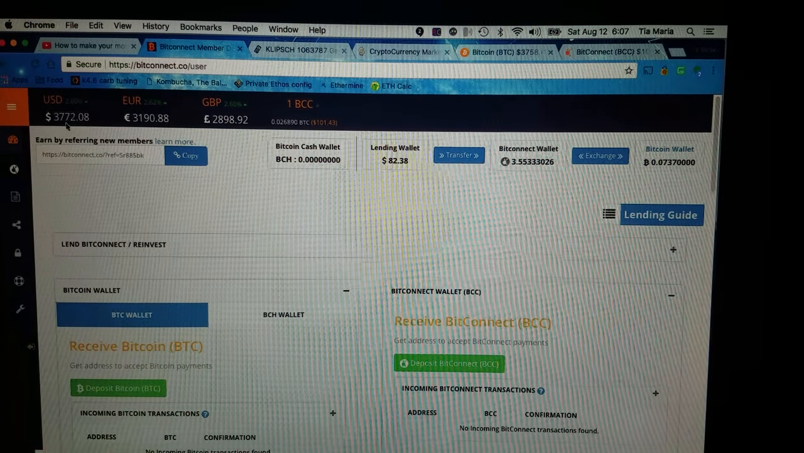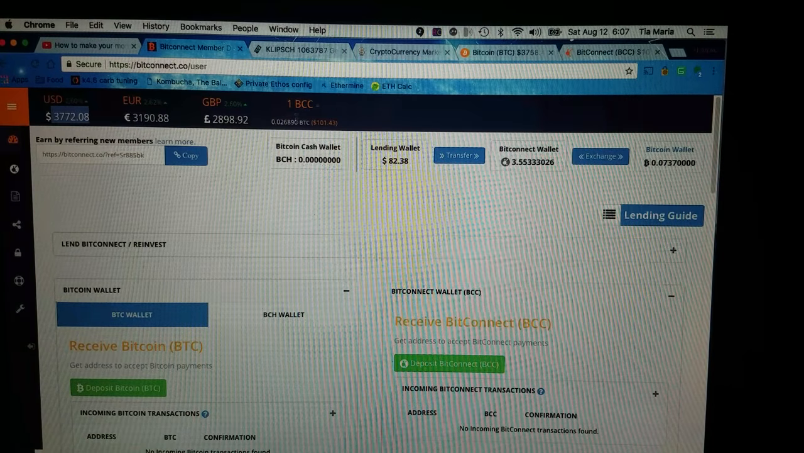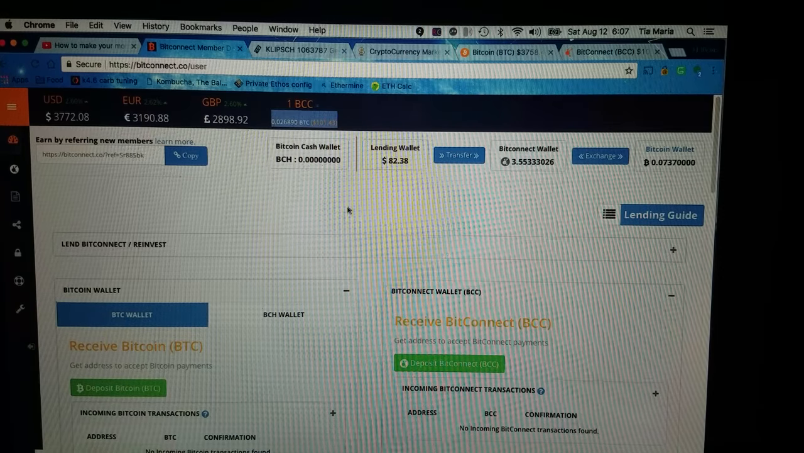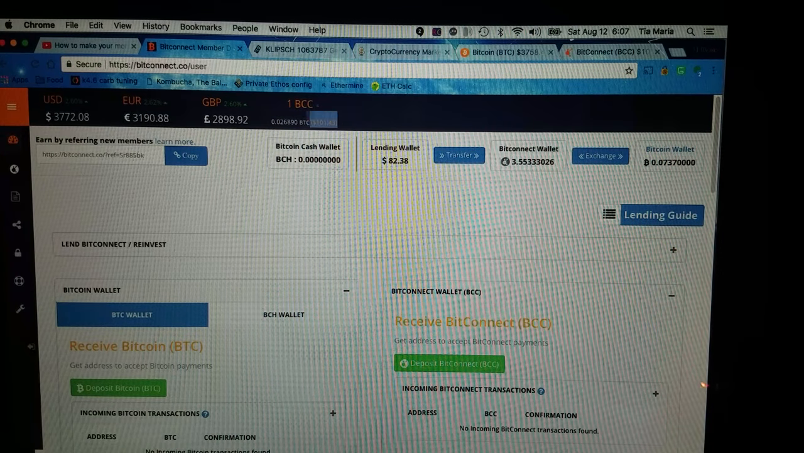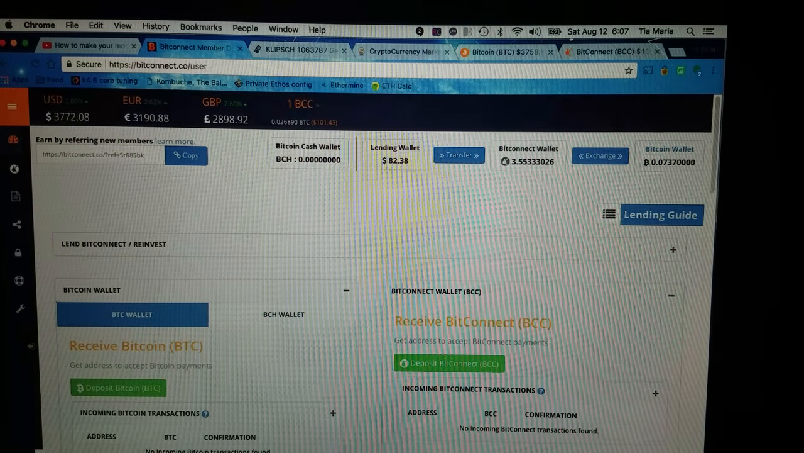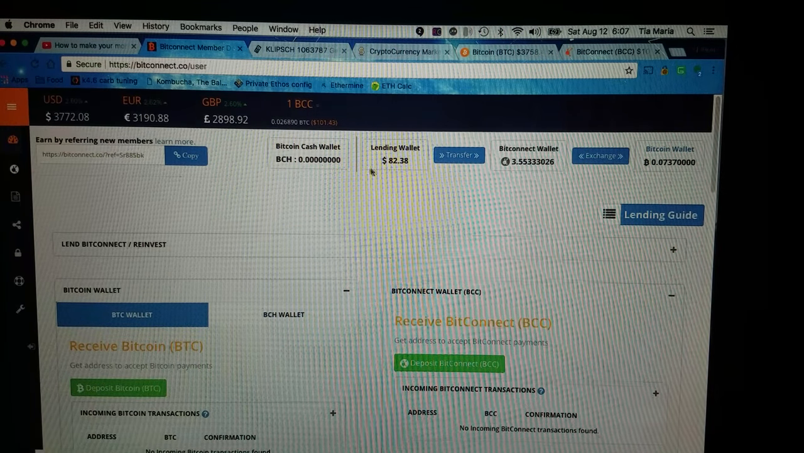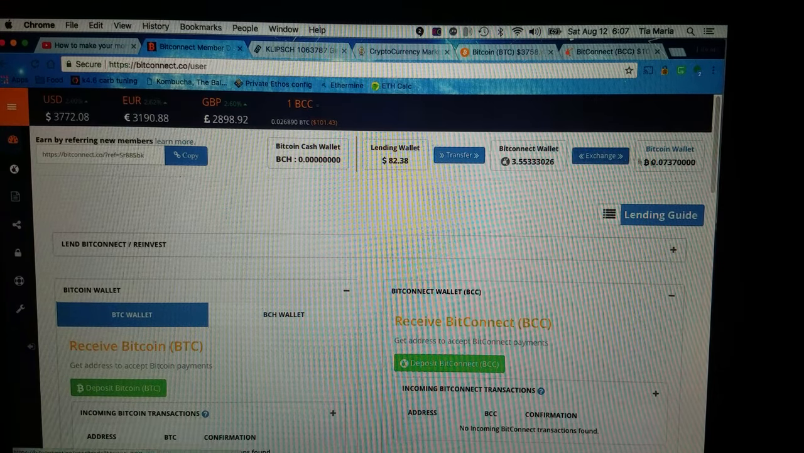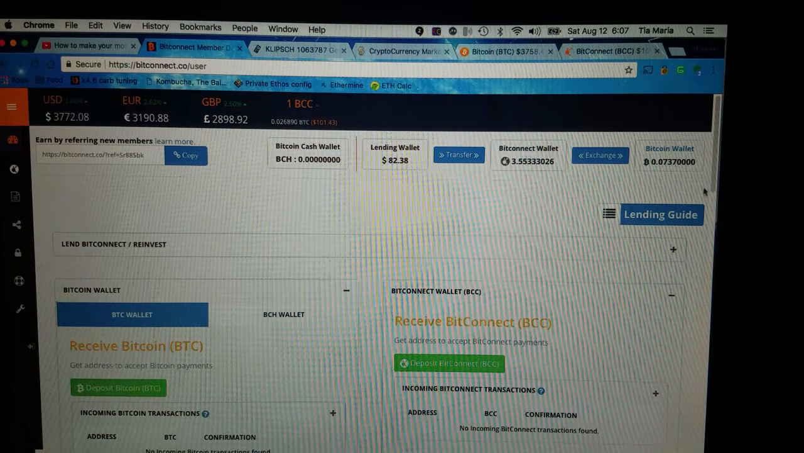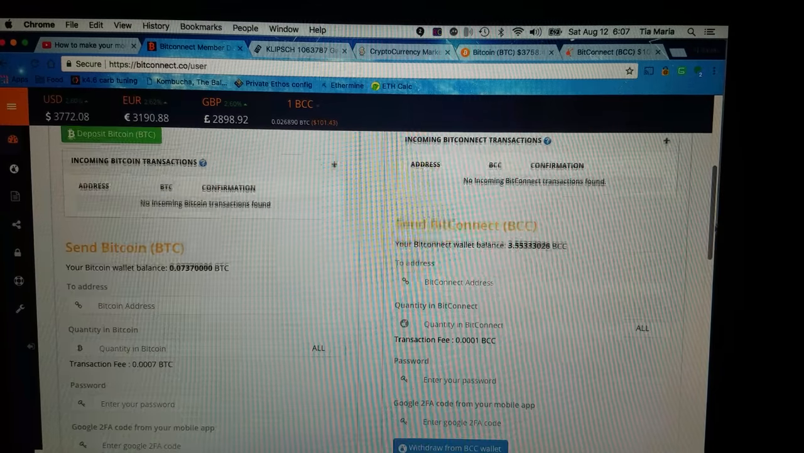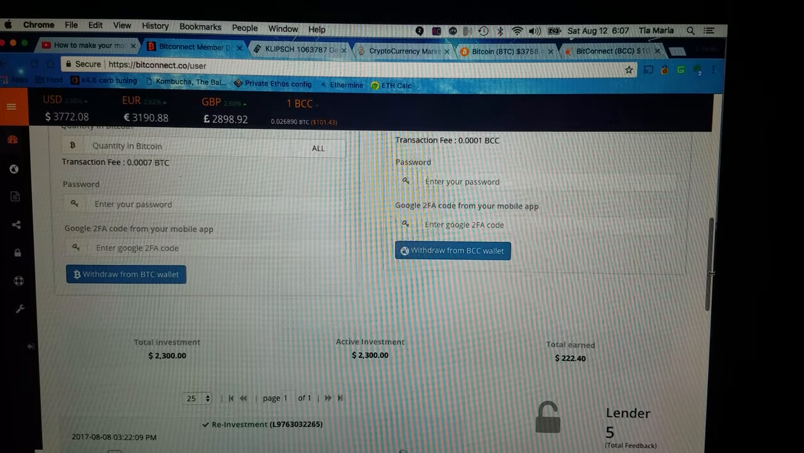This is the price of Bitcoin in US dollars, and this is the price of one BitConnect. $101.43 for BitConnect and $3,772.08 for Bitcoin. Now, I'm not going to get into this stuff right now because it's not really relevant, other than the fact that I'm holding on to my Bitcoin and BitConnect coin rather than investing.